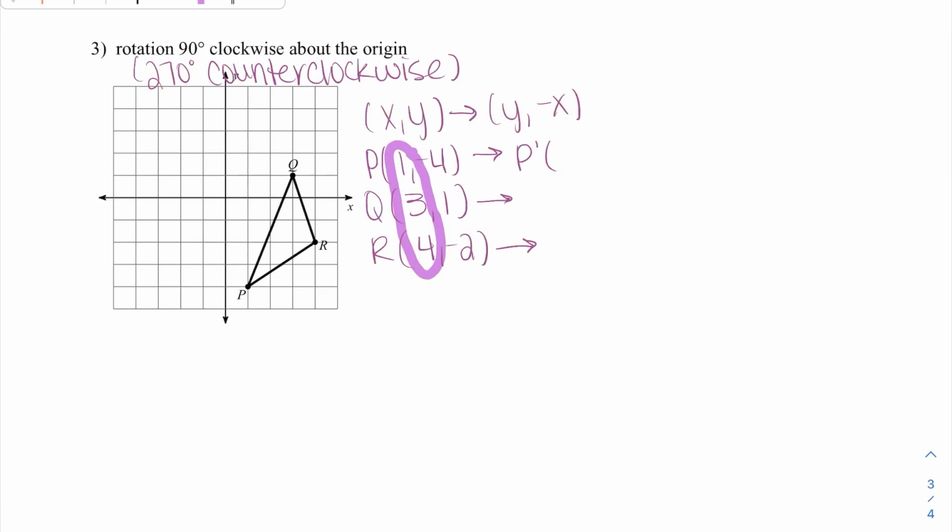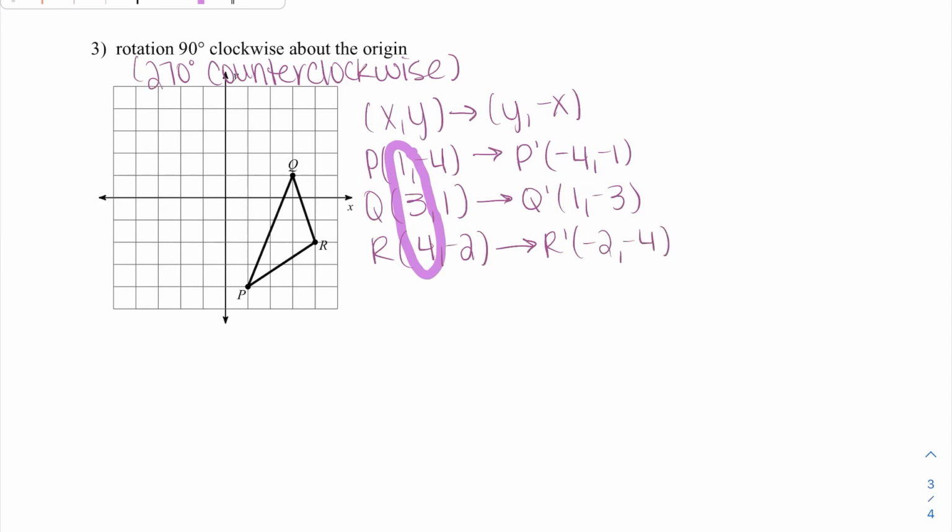So 1, negative 4 is going to become negative 1, negative 4, and then when we switch it, it will become negative 4, negative 1. Q, 3, 1, will become negative 3, 1 when we change the sign of x and then switch the order. It will become 1, negative 3. And finally, R, 4, negative 2, when we switch the sign of x, will become negative 4, negative 2, and then switch the order, will become negative 2, negative 4.